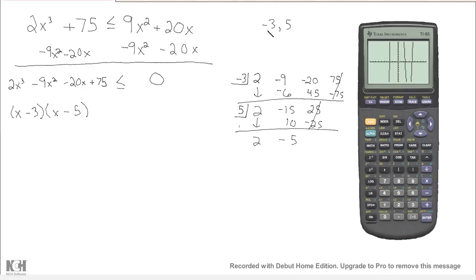Now one thing I should note, I made a mistake. -3 is a 0, so that means that x plus 3 is a factor. And then 5 is a 0, so x minus 5 is a factor. So I need one more factor, but I actually already have it. I have it right here. By synthetically dividing out, continuing down, I'm left with my last factor. My last factor, if I just throw an x here on the first term, will be 2x minus 5.